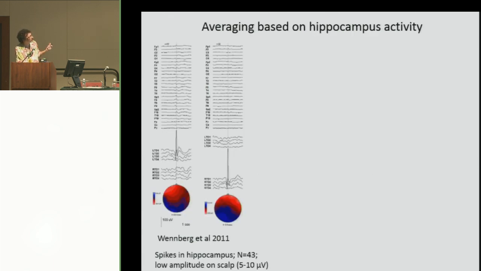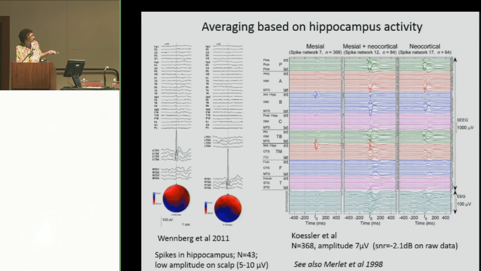Some people have tried to do the reverse, to mark activities in the depth and then see how they are reflected at the surface. Again, this is hippocampus activity, hippocampus spikes, and the averaging is performed based on the SEEG hippocampus spikes. Once you know that it happens in SEEG, you can see it on the average at the surface, and it allows us to measure the amplitude that is visible at the surface. It's a small amplitude, 5 to 10 microvolts, but still non-zero. There is some activity that propagates from the hippocampus to the surface.